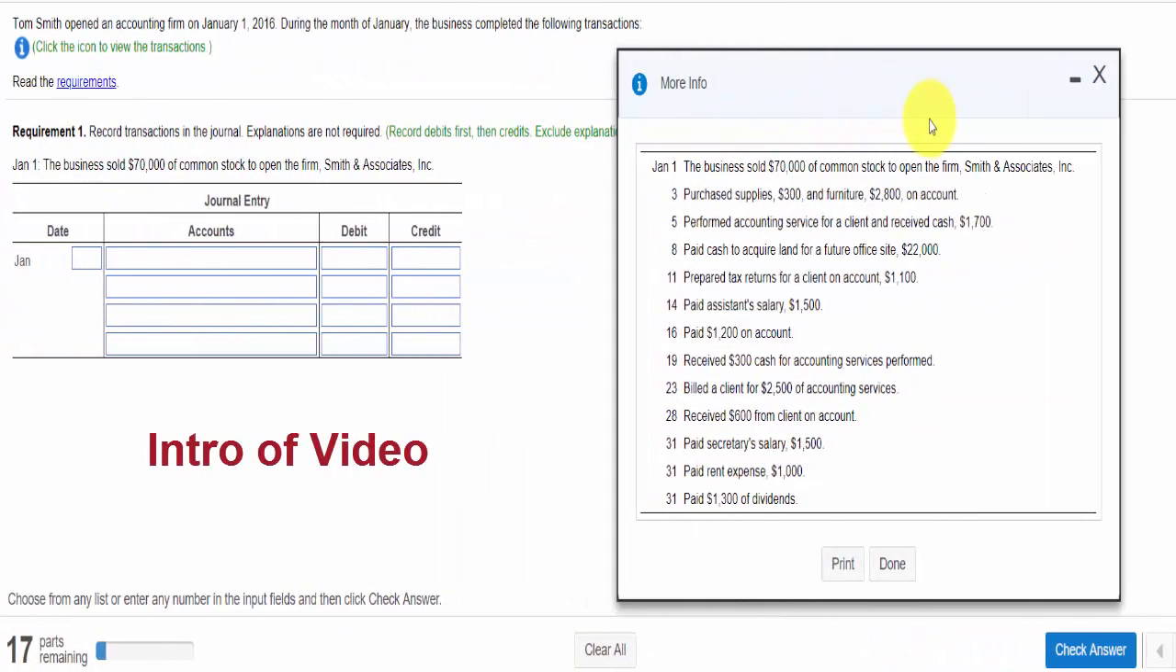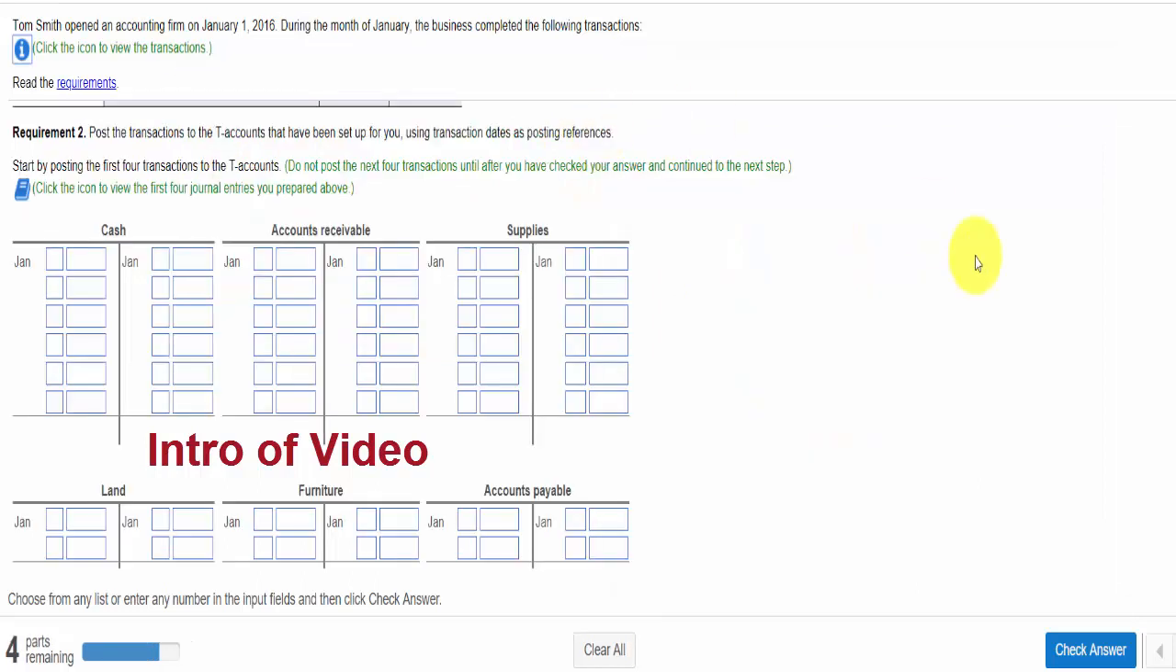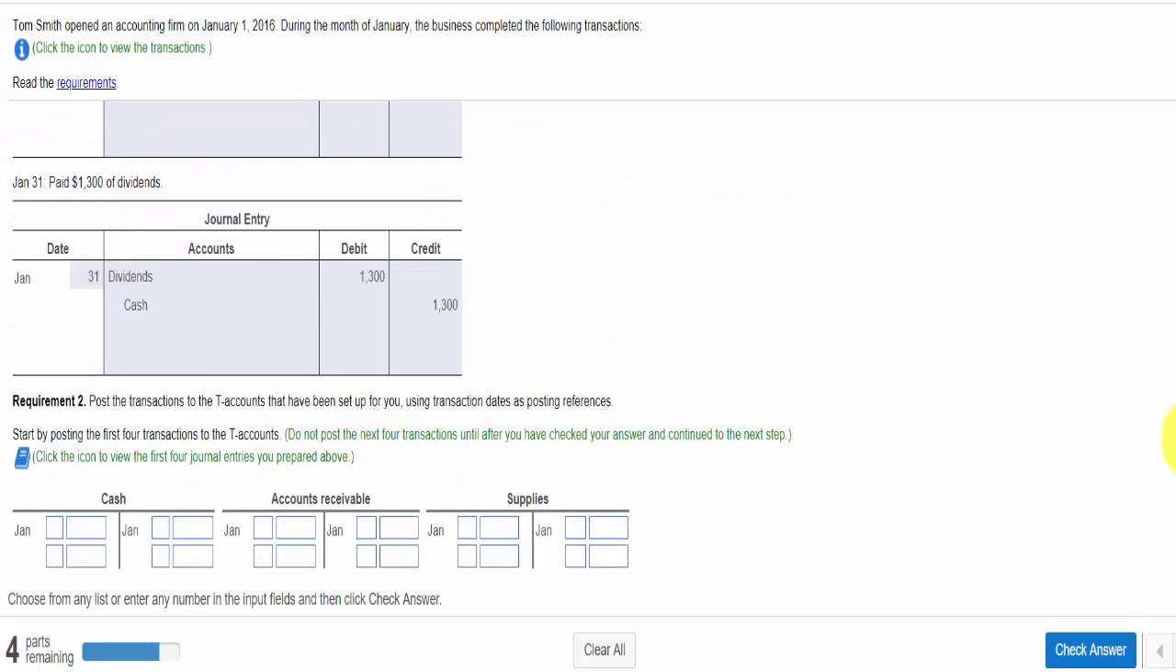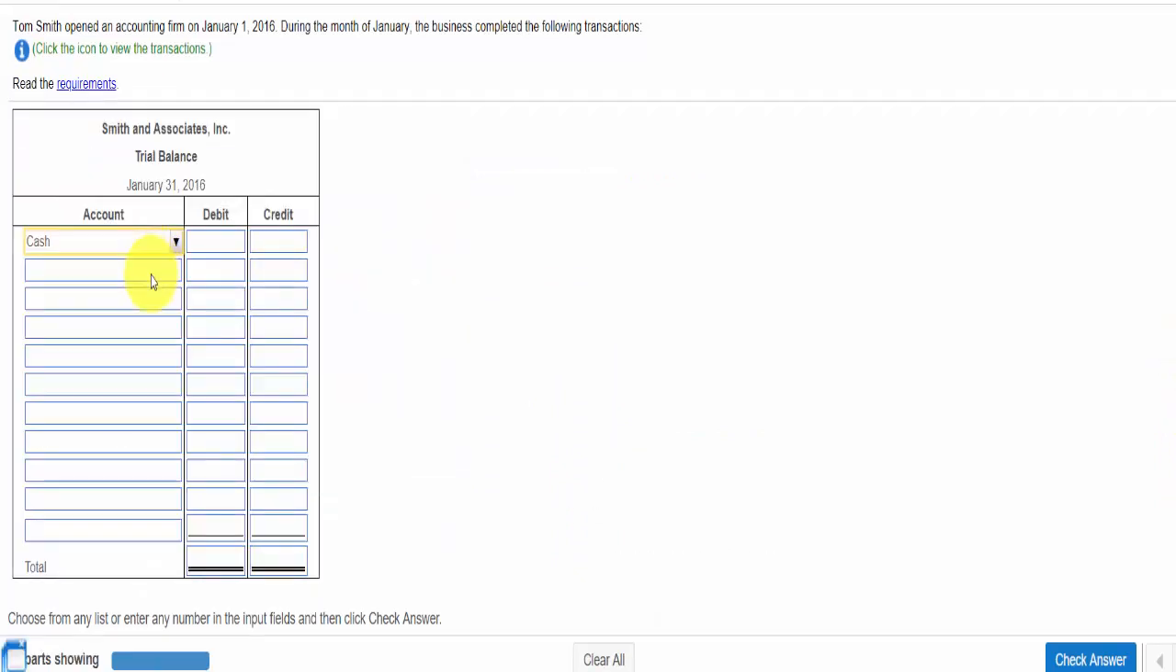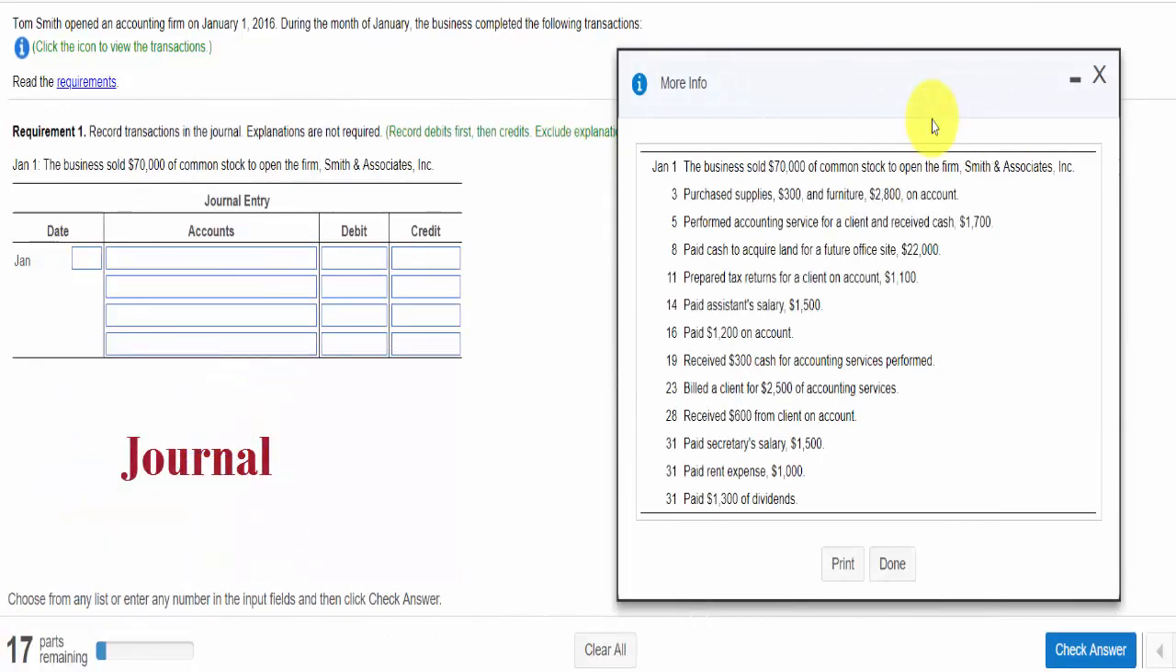In this video, we will study how to generalize the accounting transaction. Here is a question data.